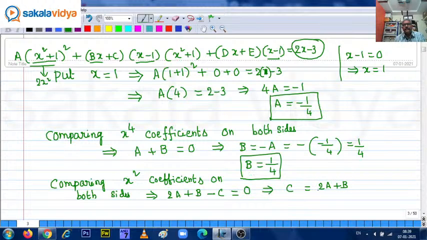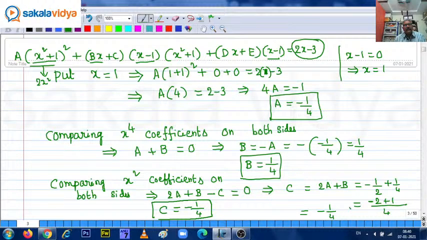Substitute a value and substitute b value. 2 times a, 2 into minus 1 by 4, minus 1 by 2, plus b, 1 upon 4. So now 4 is the LCM. 2 minus 2 plus 1. This will be minus 1 upon 4. So C value equals minus 1 upon 4. Still we need how many values now? Still we need D value and E value. That we need to find out.